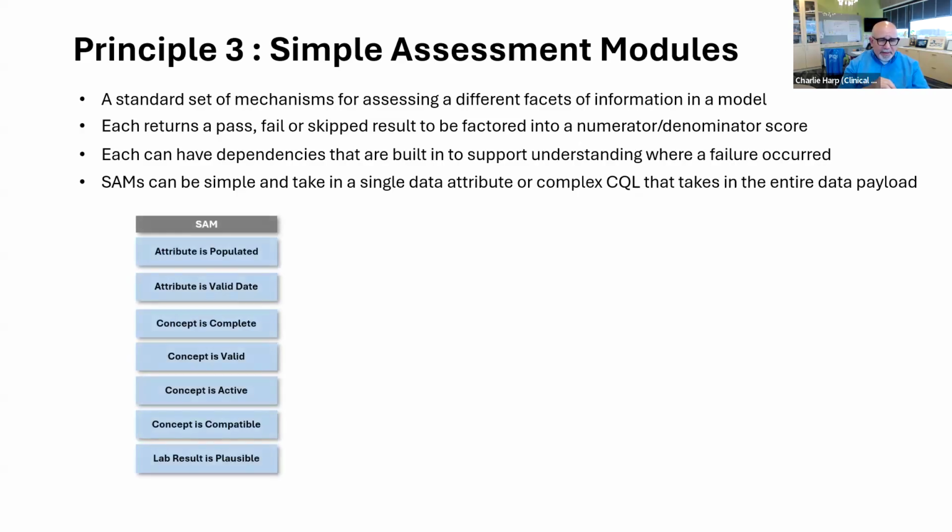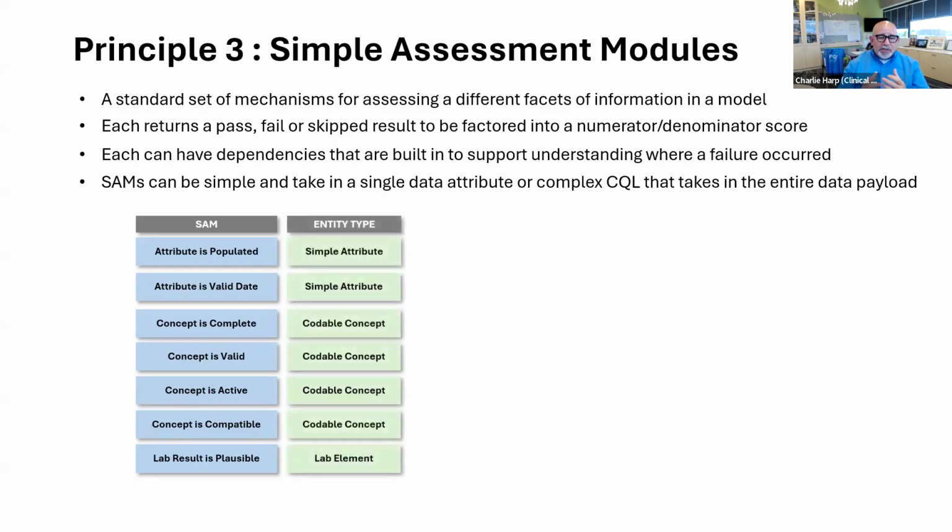And so here are some examples of some SAMs in PIQI. One is the attribute is populated. The other is it's a valid date. Then you get into things that are codable concepts. The concept is complete. It's got a code system, a code, a display. It's valid. We checked it against a terminology server and it's a real code. It's active. It's compatible. We said LOINC code, you gave me a LOINC code. And then you have something like the lab result is plausible, where if we have a valid LOINC code and we have a unit of measure and we have the result value, I can go see if that result value is possible in a human being specimen. And if they're not, then it's not plausible.